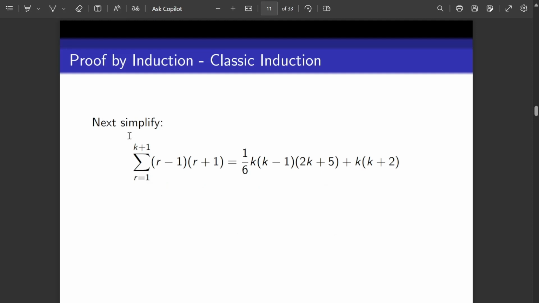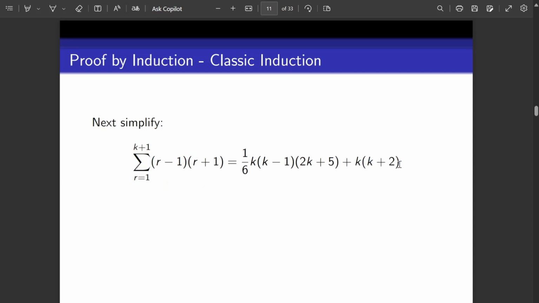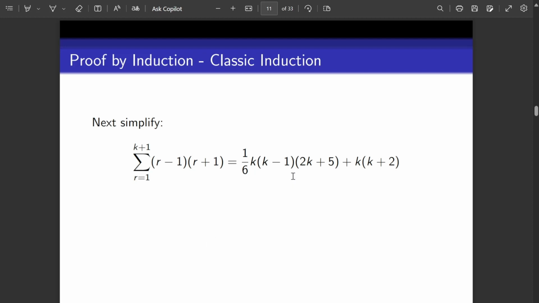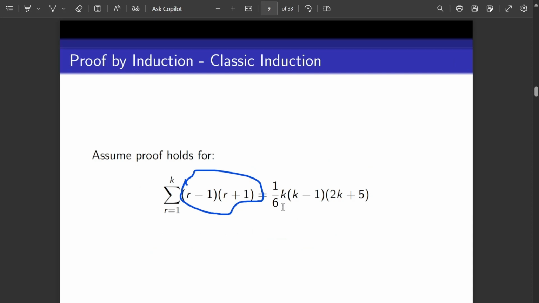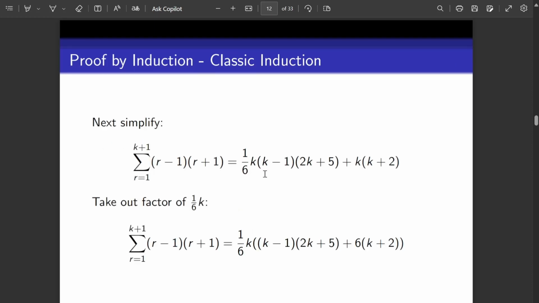The next step is to simplify. I collected it all into k plus 1 on the left side for the sum, and on the right side, I expanded these brackets. K plus 1 minus 1 is k. K plus 1 plus 1 is k plus 2. Then we factor out 1 over 6k. I know that seems like a random value, but if you look at our original sum, it has a 1 over 6k in front. What we're trying to do here is match this new sum to the original.